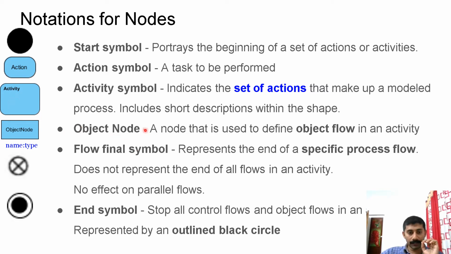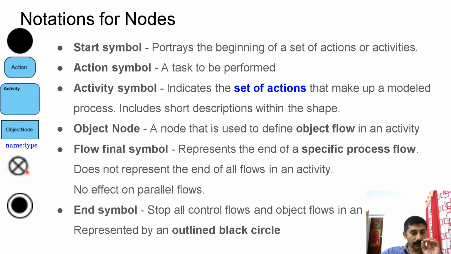Then the object name, it is represented with a rectangle, a node that is used to define the object flow in an activity. Then flow final symbol represents end of a specific process flow. It does not represent the end of all the flows in an activity. So it is with a circle with an X mark within that. That indicates flow final.